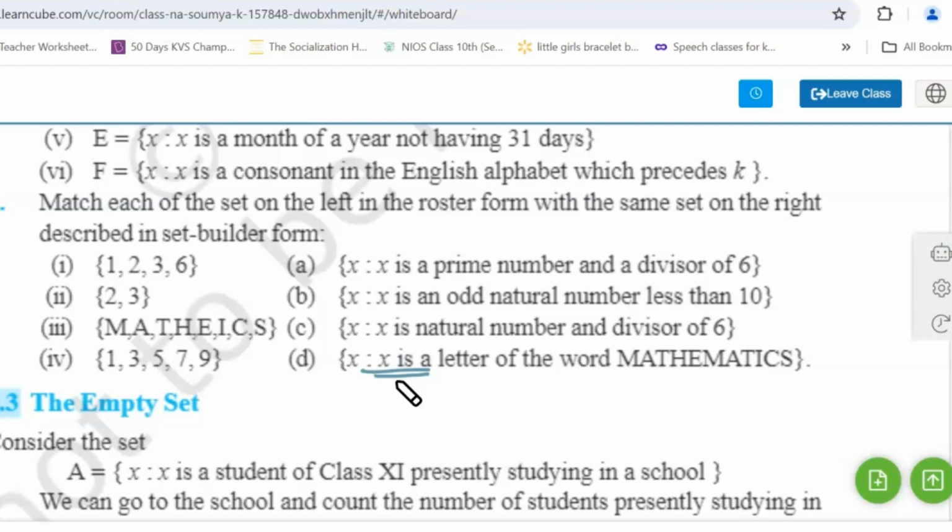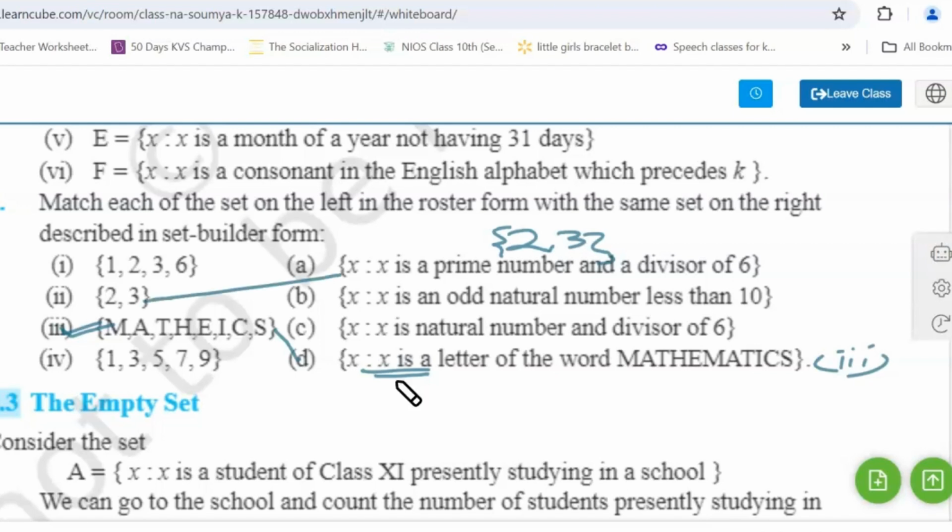You can see here on the left-hand side we have only one solution with this one, that is the third one. So D matches with the third. You can write it here. Then comes the first one. Let's check the first one. x is a prime number and a divisor of 6. So prime number, divisor of 6, 2 and 3 is the solution in that case.